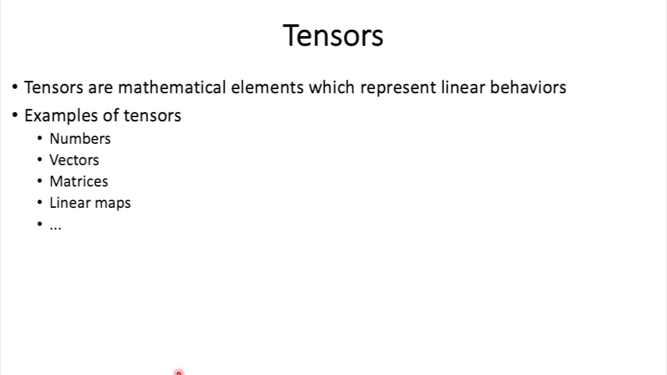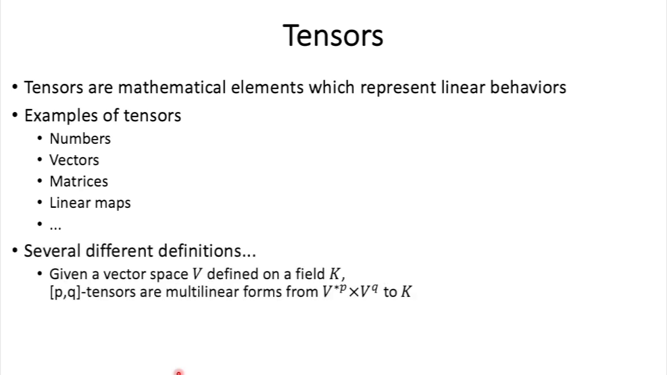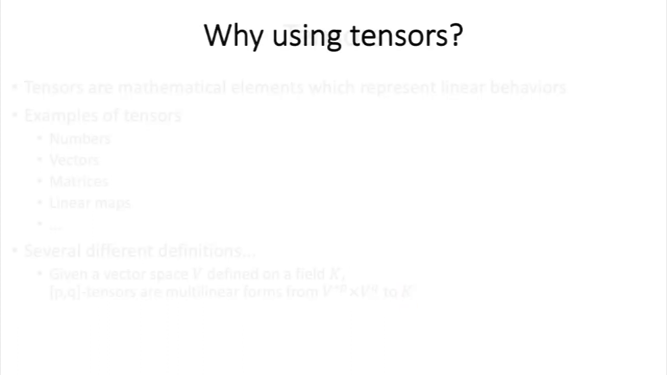There are several definitions for tensors. One I like is that given a vector space V defined on a field K, (p,q) tensors are multilinear forms from this to K, okay? In other words, they take elements from the dual space of a vector space and combine them with elements of the vector space. In other words, vectors give you a scalar.